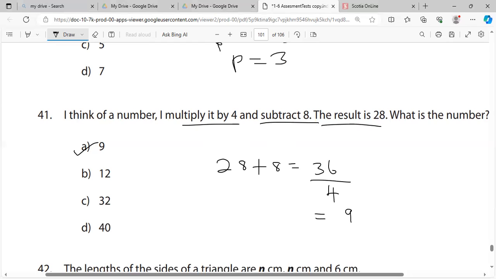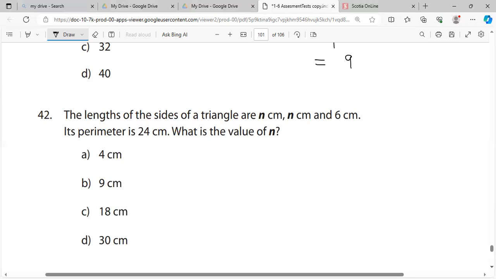Let's move on to 42. The lengths of the sides of a triangle are n centimeters, n centimeters and 6. Its perimeter is 24. What is the value of n?